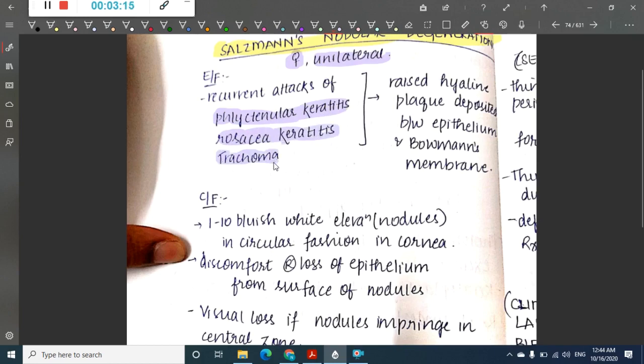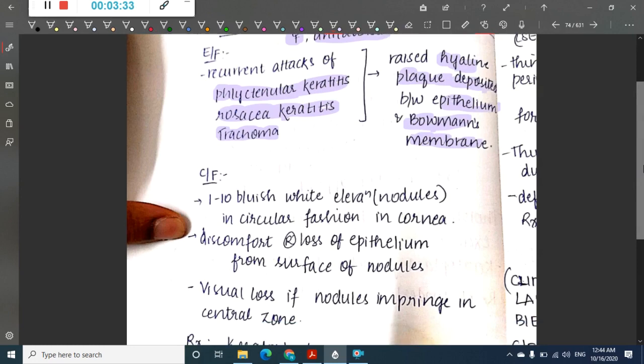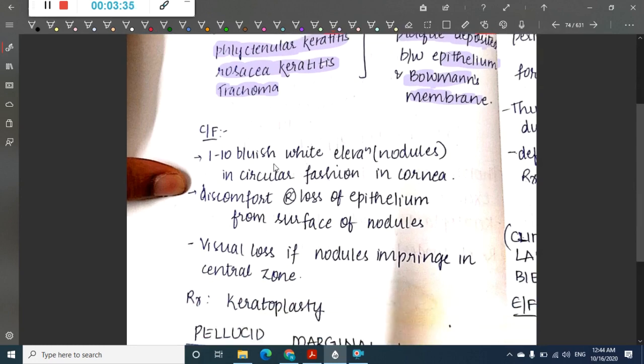Due to phlyctenular keratitis, rosacea keratitis or trachoma, there will be a raised hyaline plaque deposited between the epithelium and Bowman's membrane. So this shows 1 to 10 bluish white elevations or nodules, seen in a circular fashion.